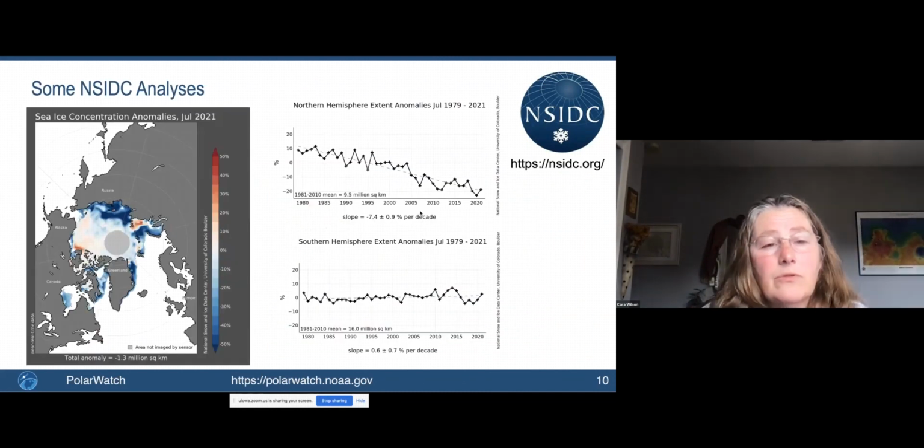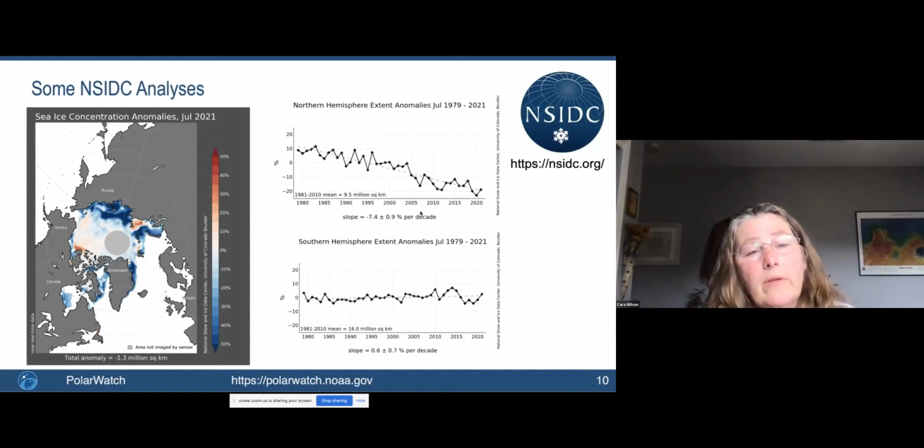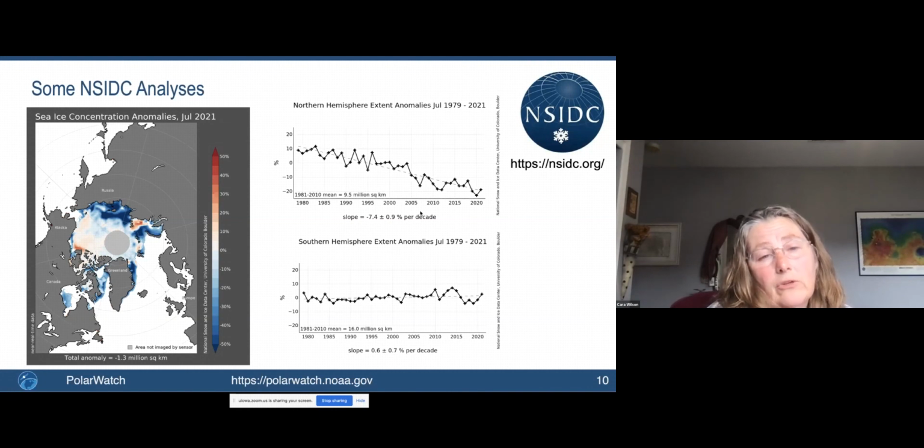And just as an example of some of the products they have, keeping in mind they focus on research, this is an image that I just took from their website yesterday. What we see here on the left is sea ice concentration anomalies. Remember, if you were at the session last time, we were looking at anomalies, which really help you show how things have changed or how things are changing.